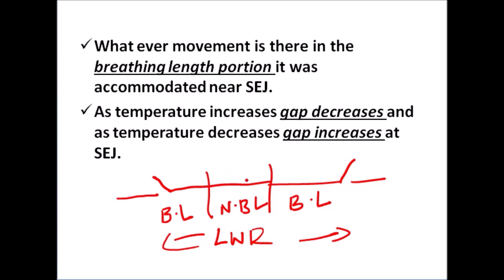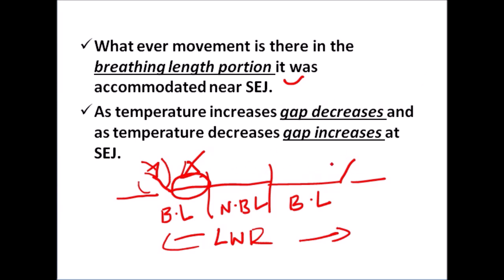LWR has three parts: breathing length, non-breathing length and breathing length. Whatever movement, expansion or contraction, is there in this portion was taken care of by the gap in the SEJ. We discussed that in the previous classes.